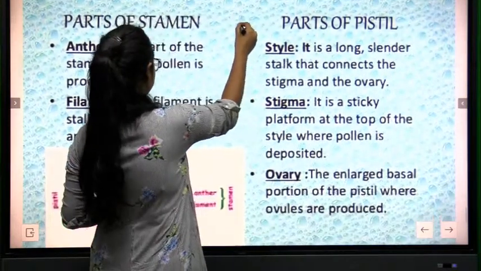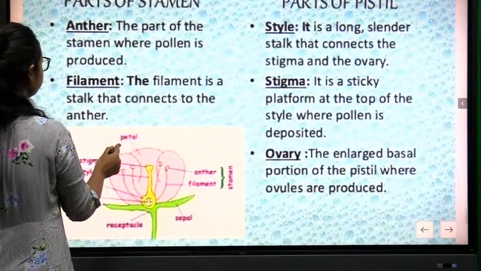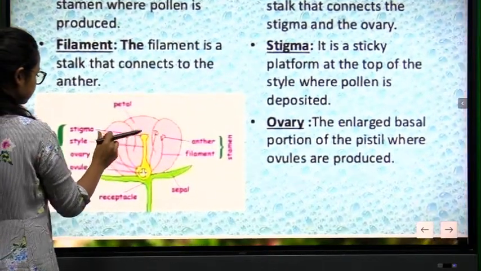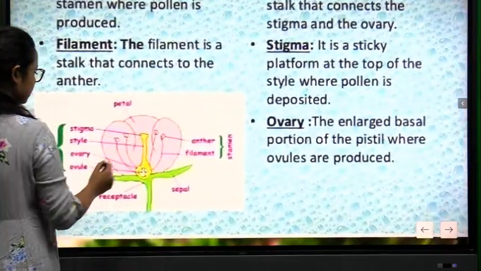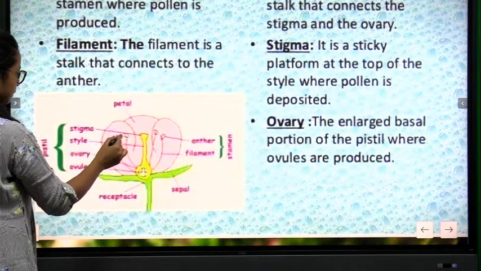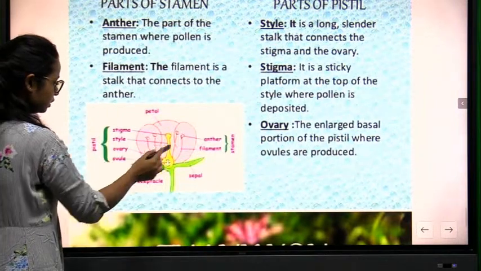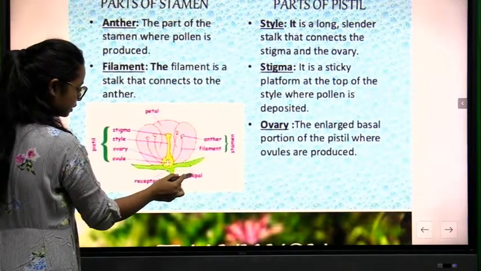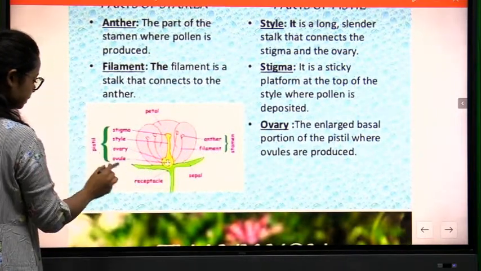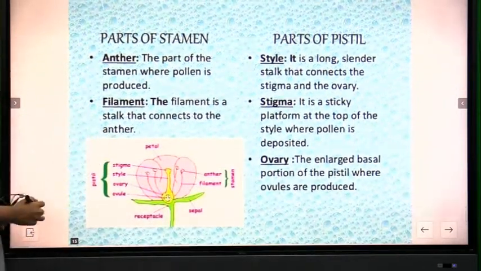Next is parts of a stamen. Now anther. There are 5 parts in this flower. First is anther. What is anther? You can see in this picture. This is a stigma. This is a pistil, style, ovary. This part is ovule. This is an anther, filament, sepal. This is the stamen part. This is the pistil part. First we talk about anther.